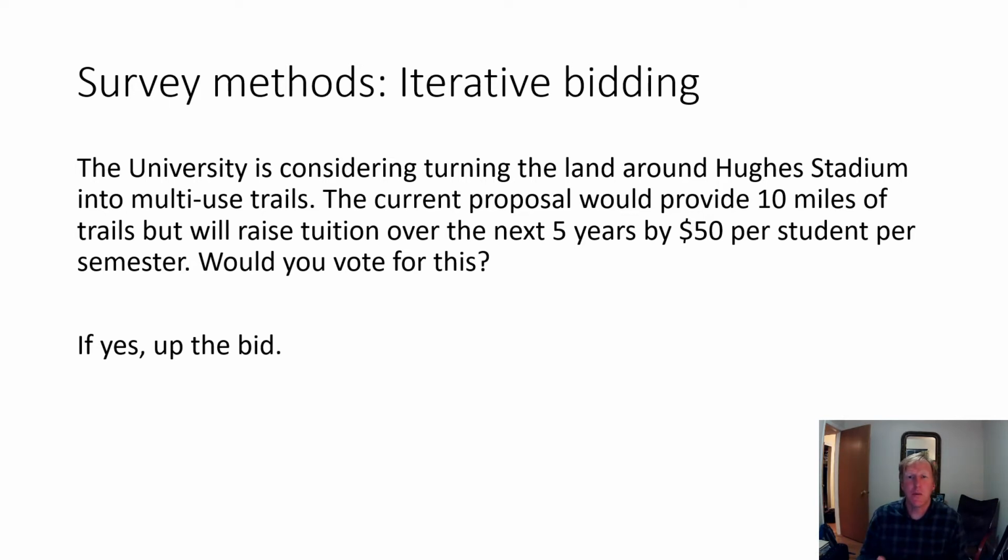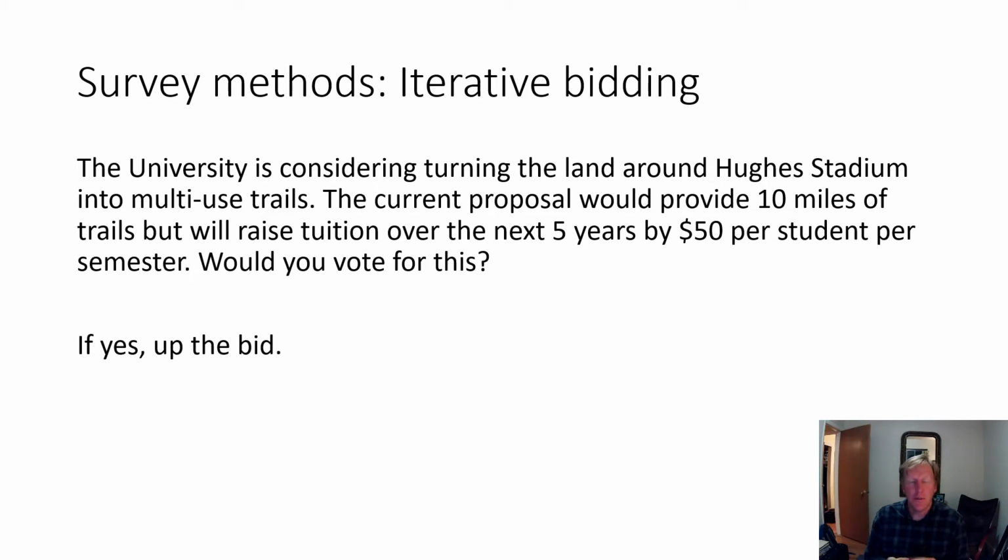So the current proposal would provide 10 miles of trails, but would raise tuition over the next 5 years by $50 per student per semester. So if this system of trails is created, tuition is going to go up. Every student on campus is going to have to pay $50 more per semester for the next 5 years. The question is, would you vote for this? Just a yes or no question, would you vote for this?